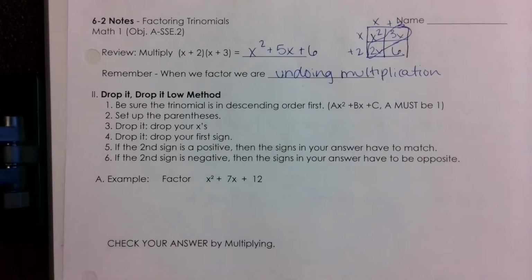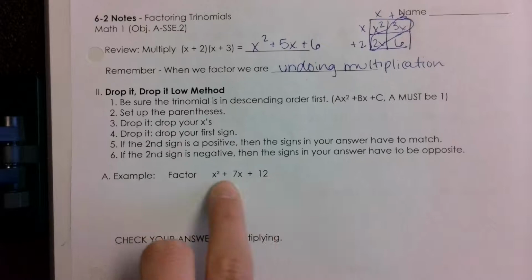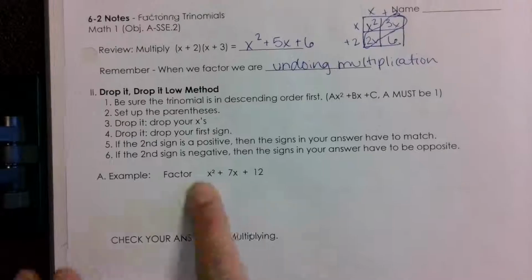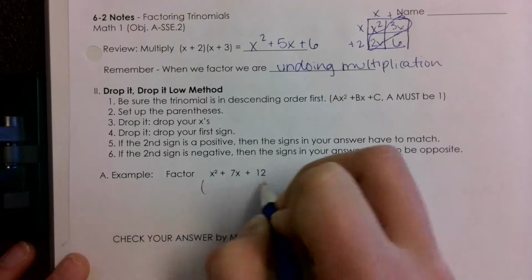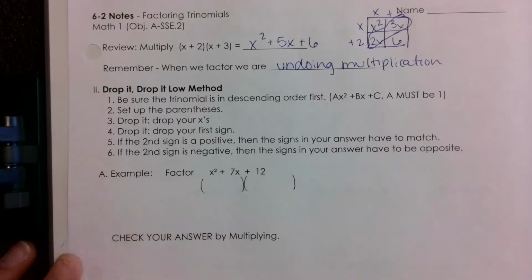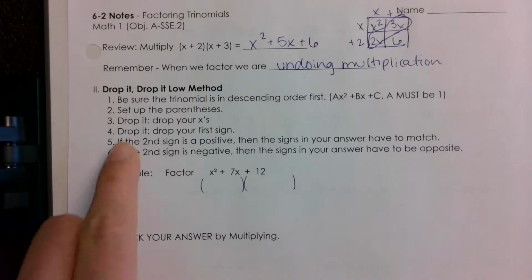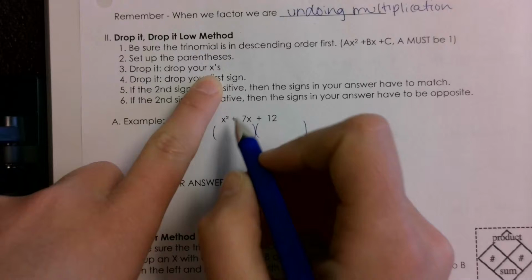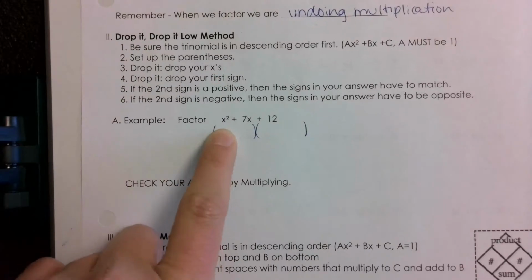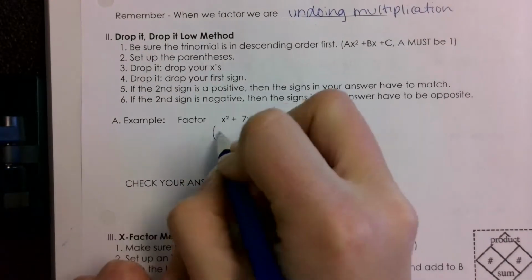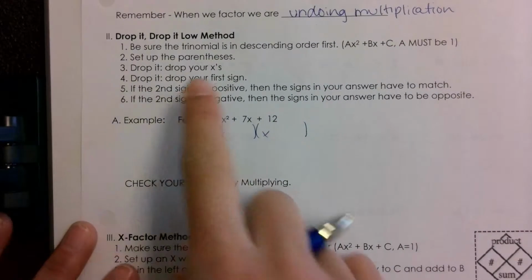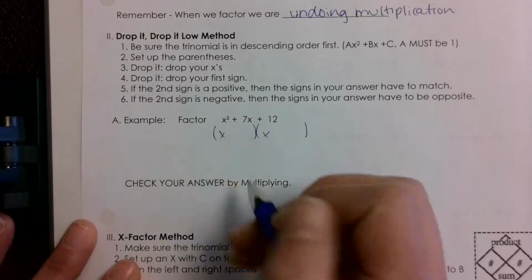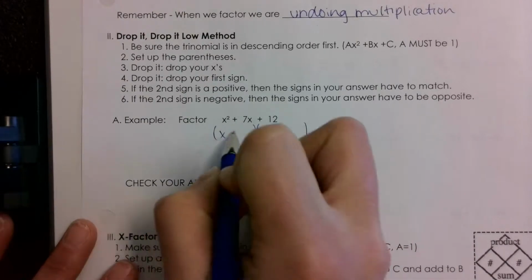So we're going to work through this example as we go through the steps. So we're in descending order. Do you agree? And we're going to set up our parentheses, just like we did when we were factoring differences of squares. Do you remember doing that? We said parentheses, parentheses, then we took it from there. So the first drop it is to drop your x's, because we know, how do you get x squared? x times x, right? Then we want to drop our first sign. So you're always going to keep whatever your first sign is. So since our first sign is a plus, we're going to keep a plus right here.